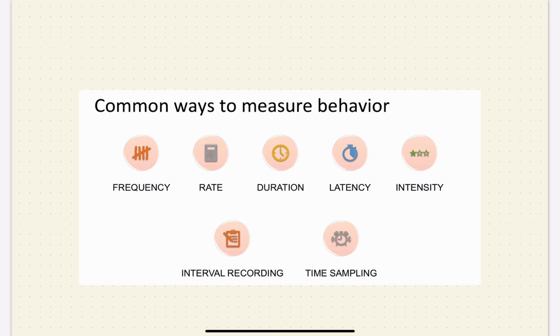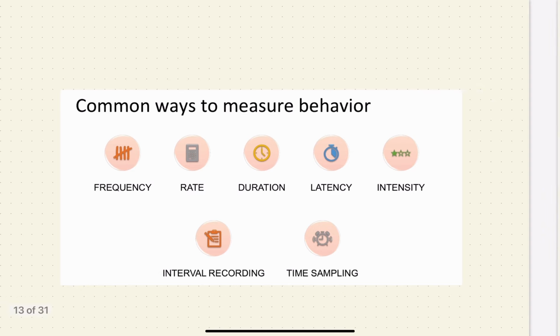We have to know what type of data we want to collect. So up on the screen there, you'll see frequency, rate, duration, latency, intensity, interval recording, time sampling, all different methods or different types of data that we can collect on students when it comes to functional skills and behavior. But with each of these, there's a time and a place and a how to collect that information. So that's what we're going to go over this week. And then at the end, I'm going to have you try out some data collection, depending on what type of behavior data you want to collect.